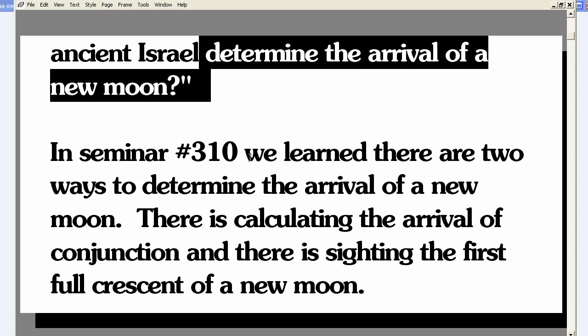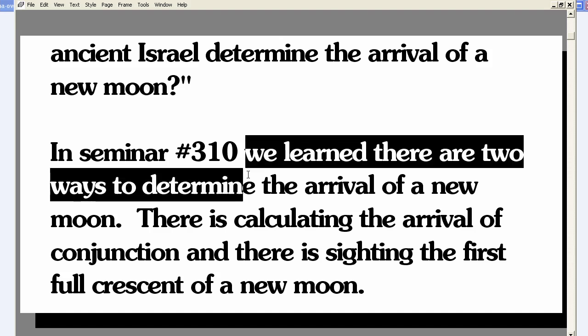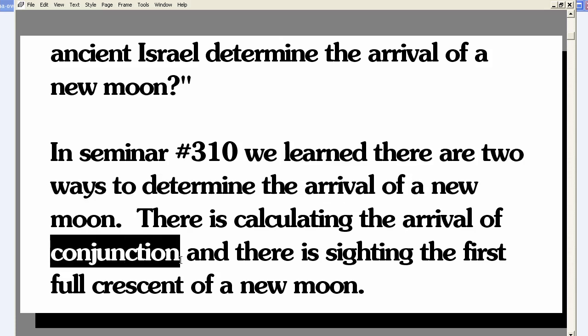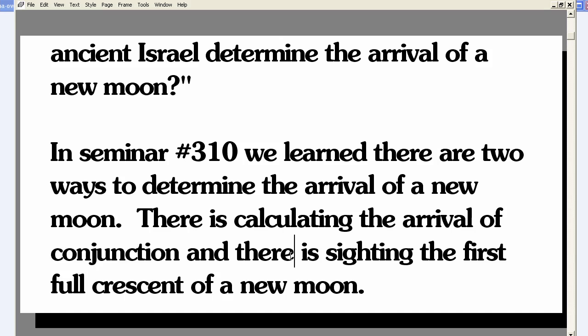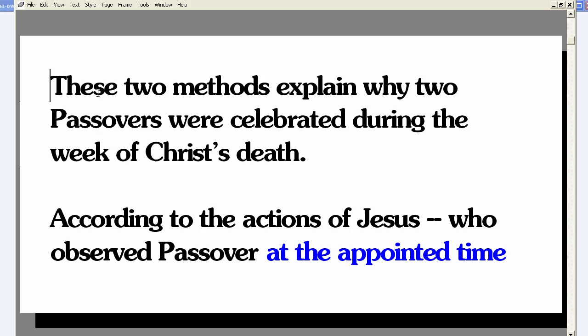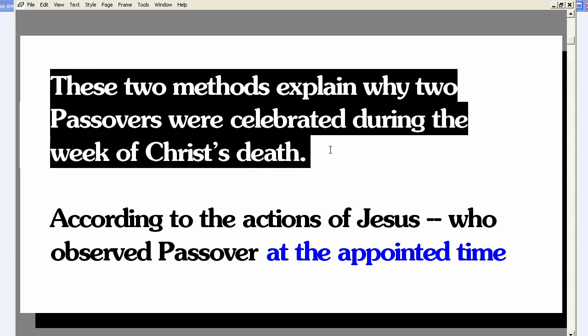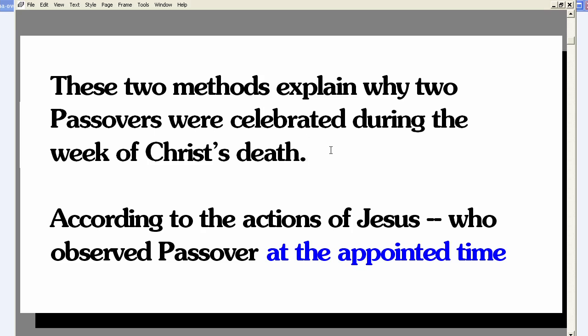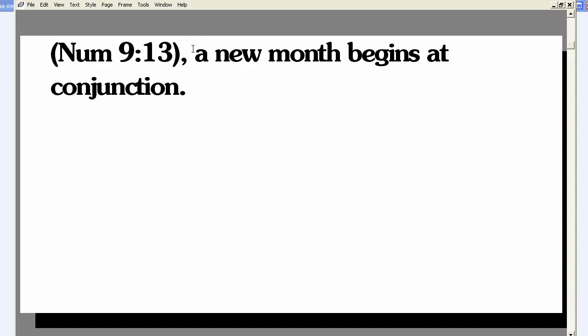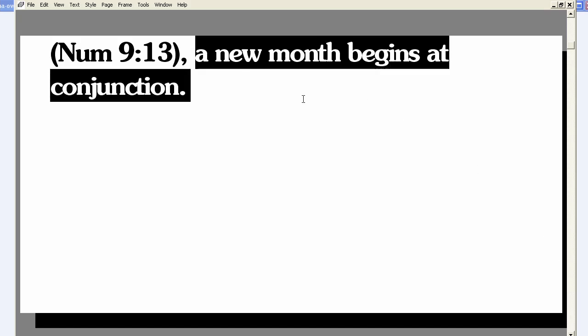In seminar number 310, we learned there are 2 ways to determine the arrival of a new moon. There is calculating the arrival of conjunction, and there is citing the first crescent, the first full crescent of a new moon. These 2 methods explain why 2 Passovers were celebrated during the week of Christ's death. According to the actions of Jesus, who observed Passover at the appointed time, a new month begins at conjunction.